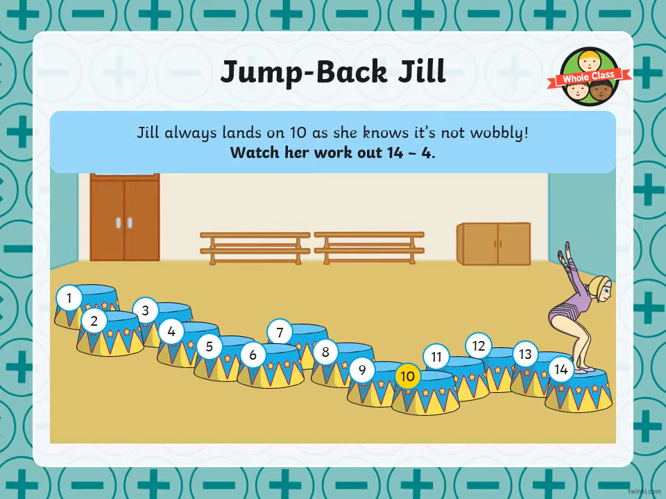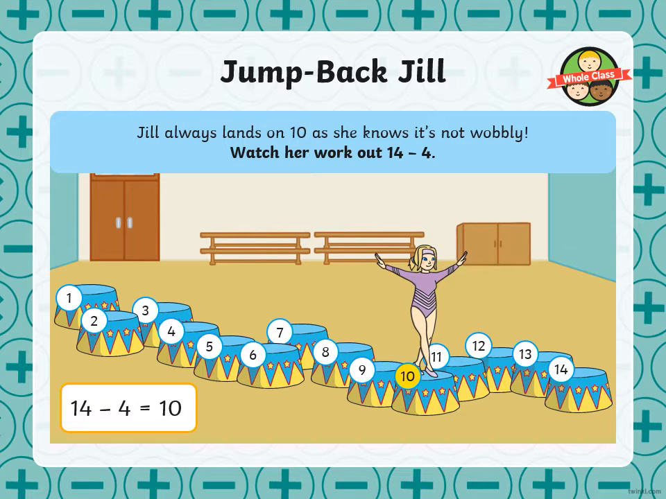Do you know where she's going to land? There might be a little hint there. Have a think. Where is she going to land? Oh, amazing. And she landed on the number 10. That's right. Amazing, Jill. So 14 take away 4 equals 10 because she went back 1, 2, 3, 4 places.